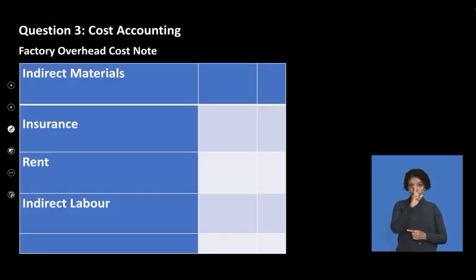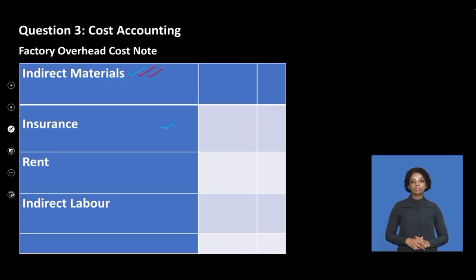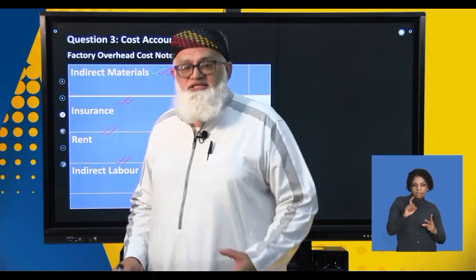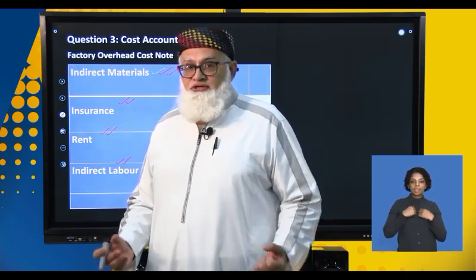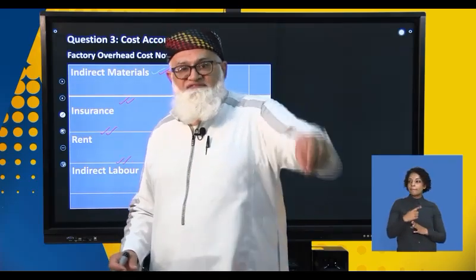Watch. These are the items that you've identified or appear in your answer book as your factory overheads. Let's just change the color so it's clearer for us there. It's the indirect materials, the insurance, the rent expense, and the indirect labor. So you must also know which components would be part of my factory overheads note. In other words, which expenses relate to the factory.